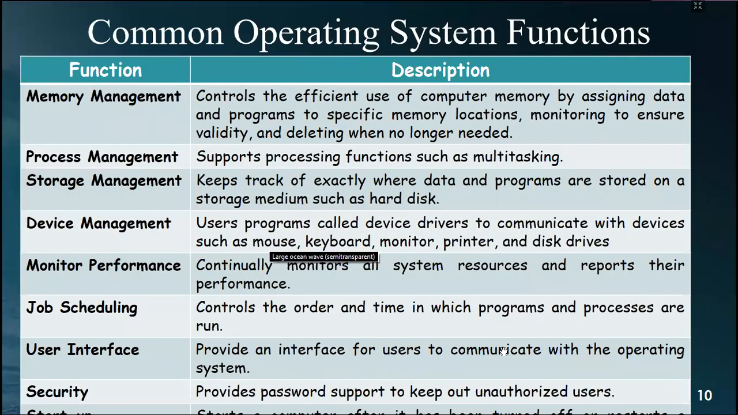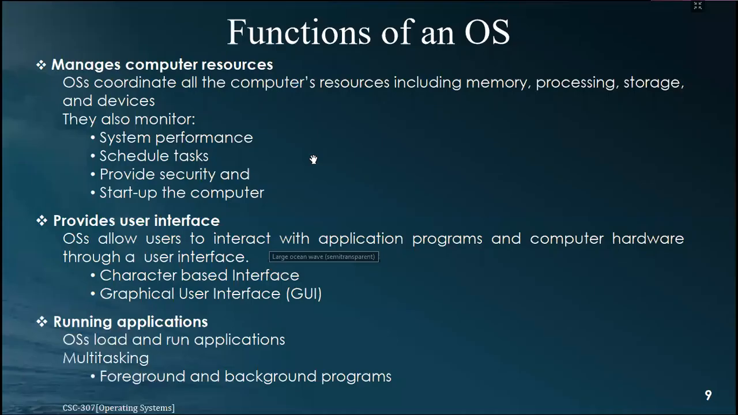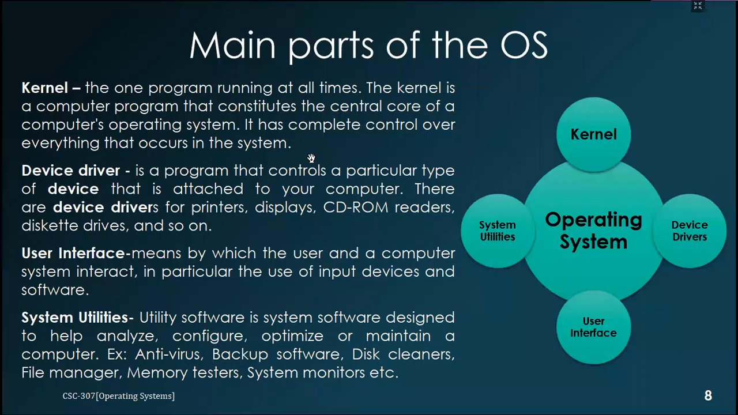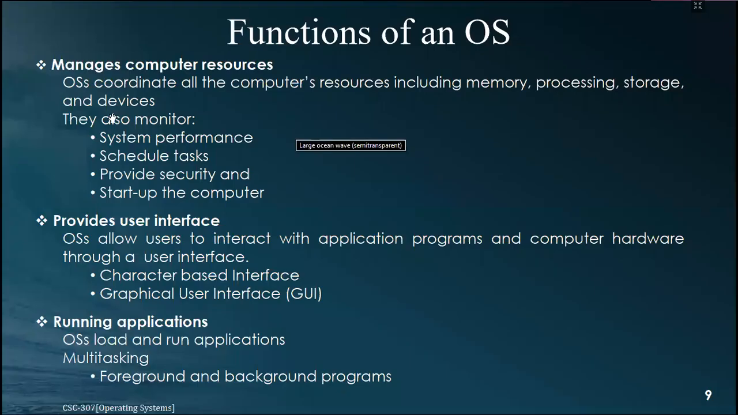So these here are some common operations. Here are some functions of an operating system. First, it manages computer resources. It coordinates all the computer resources, including memory, processing, storage, and devices. It monitors system performance, schedules tasks, provides security, and starts the computer, the most important one.